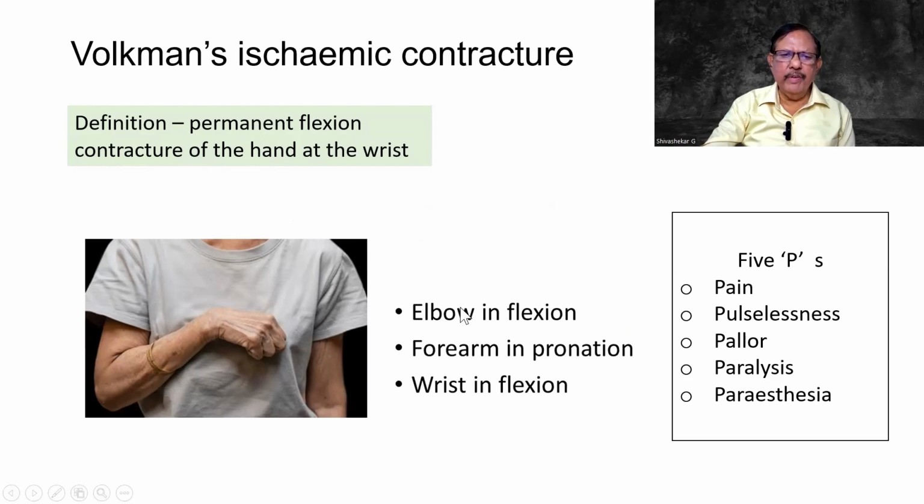The elbow is in flexion, the forearm is in pronation, and the wrist is in flexion. 5 P's we must memorize: pain, pulselessness, pallor, paralysis, paresthesia, lack of sensation.